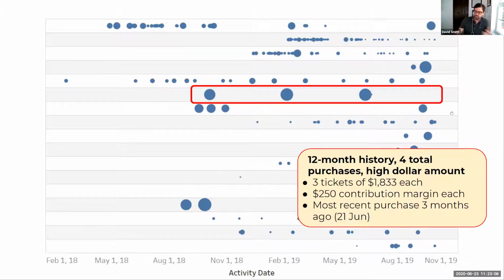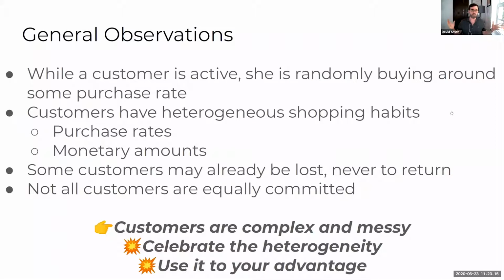All right, so you can go through this and look at more and more customers, but as you do, you start to come up with some observations. One of the observations is that while a customer is active, she's randomly buying around some purchase rate. I might be a weekly, or roughly a weekly shopper, and I'll buy randomly around roughly once a week, right? I might take 10 days and then I might take 3 days, but generally speaking, it's around a week. Maria might shop every month.